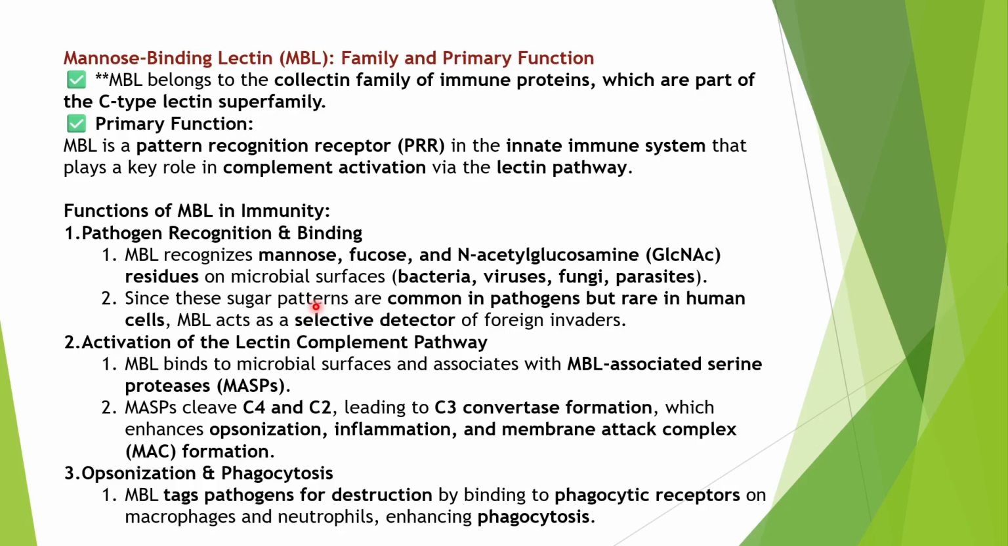Since these sugar patterns are common in pathogens but rare in humans, these are basically the PAMPs. So these PAMPs are specific to the pathogens and very rare in humans. So these help in MBL activation of your lectin pathway. And MBL acts as a selective detector of foreign invaders.